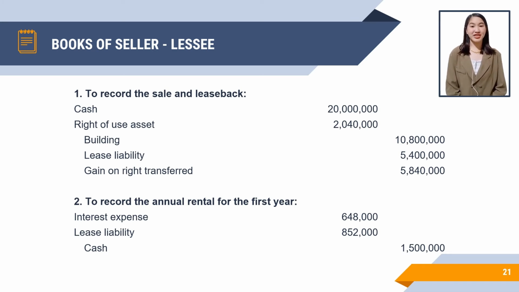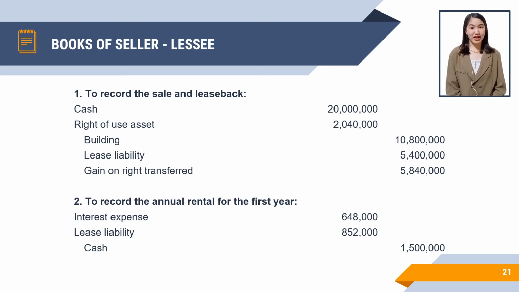The first transaction is the sale and leaseback. Our entry would be debit cash, which is equal to the sale price, 20 million, and debit again right of use asset, an intangible asset, as we are given the authority or right na gamitin yung building na nirentahan natin, which accounts for 2,040,000 pesos.